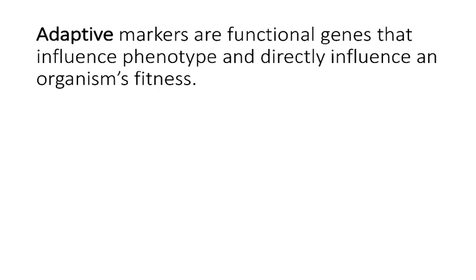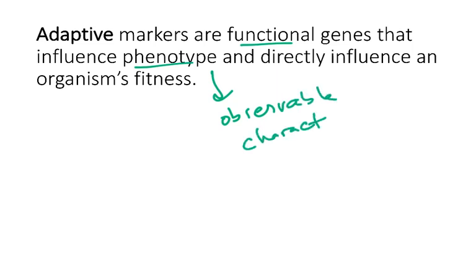In contrast, adaptive markers are these functional genes that influence phenotype. So phenotype, remember, are these more observable characteristics. So it might be something like an organism's growth or some kind of physical appearance, its color or morphology, something like that. So adaptive markers are functional genes that influence phenotype and therefore directly influence the organism's fitness.